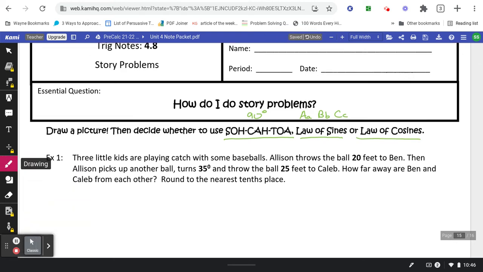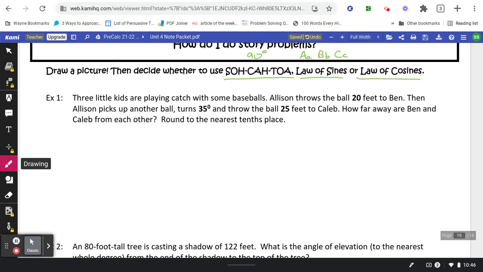Our first example, 3 little kids are playing catch with some baseball. And then just each time you read a sentence, draw it out. Allison, we'll put her right here, throws the ball 20 feet to Ben. Then Allison picks up another ball, turns 35 degrees, and throws the ball 25 feet to Caleb. How far away are Ben and Caleb?